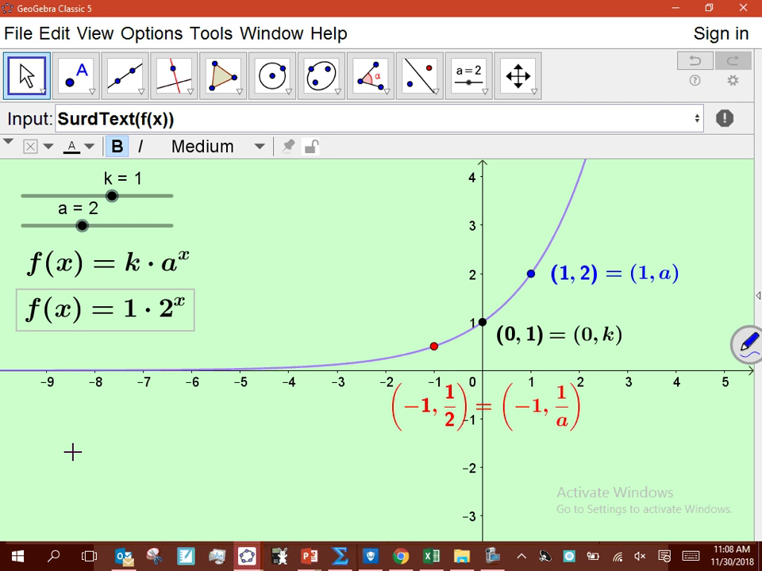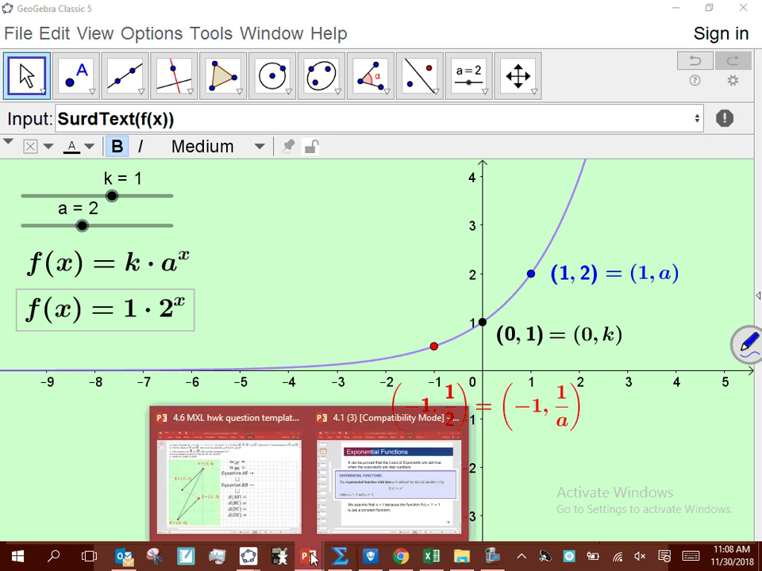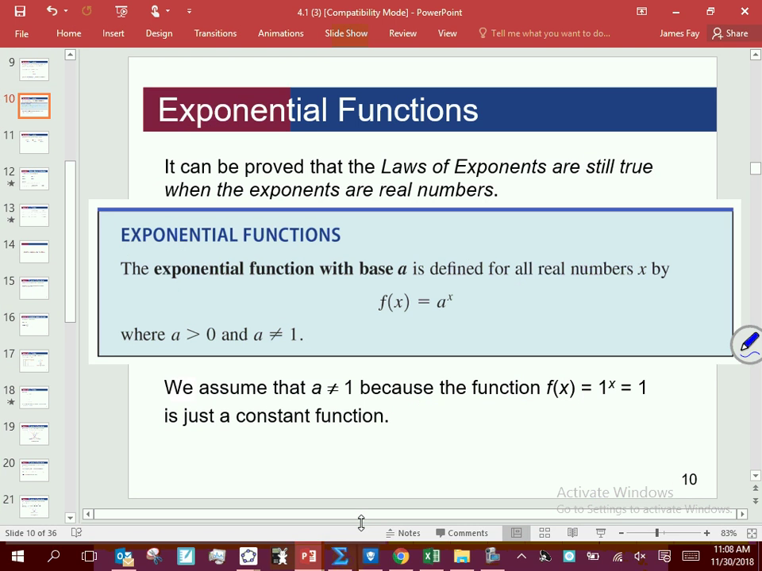All right, guys, so what we're looking at in Chapter 4 is exponential functions, okay? So an exponential function, what I want you guys to know is that it is simply a function in which the variable is located in the exponent, okay?